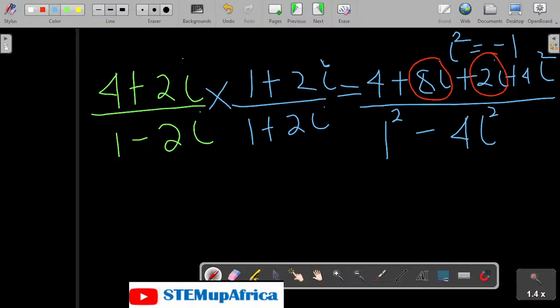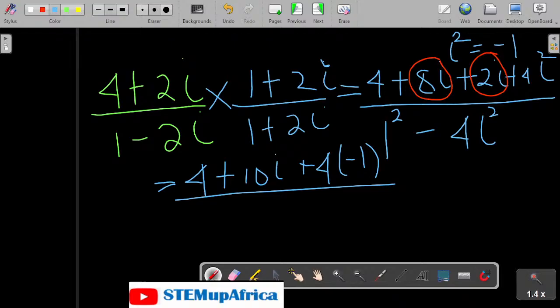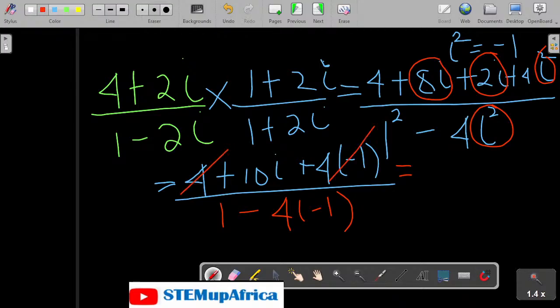So that will give us 4 plus 10i plus 4 bracket minus 1, putting minus 1 in place of this i square. Then the same thing I will do here: I'll put minus 1 in place of this i square. 1 square is 1, minus 4 bracket minus 1. What would that give to us? 4 times minus 1 is minus 4, so minus 4 and 4 will just give us 0. So I'm left with 10i over 5.